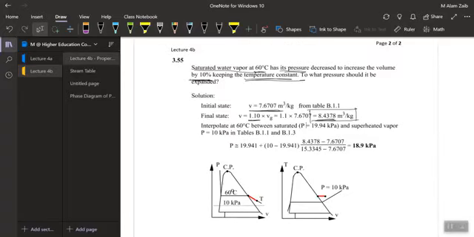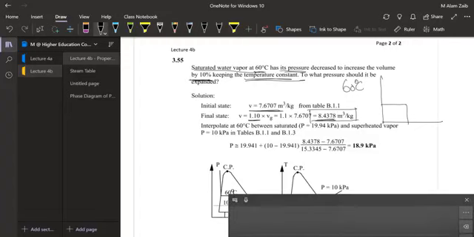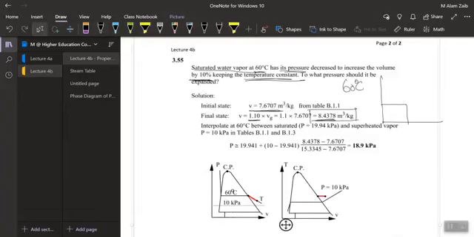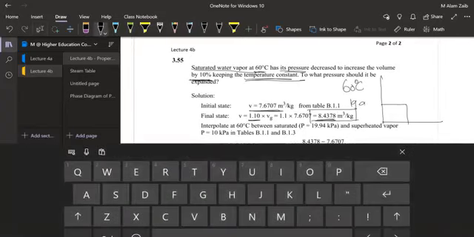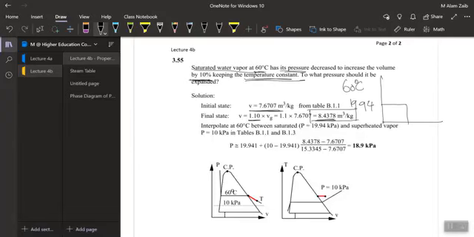So what I'm saying now is that the pressure would be reduced. Let me draw this over here, at 60 degrees centigrade. The initial pressure is P equal to 19.94 with a volume of 7.6707. The pressure is reduced and I increase the volume. So let me say this direction is reducing pressure, so increasing the volume.